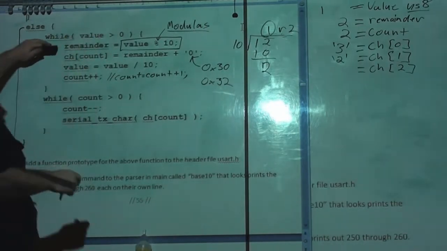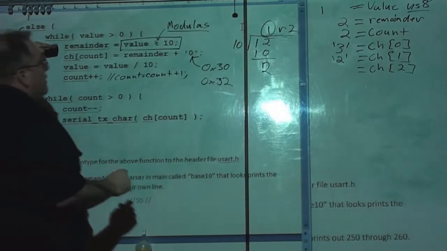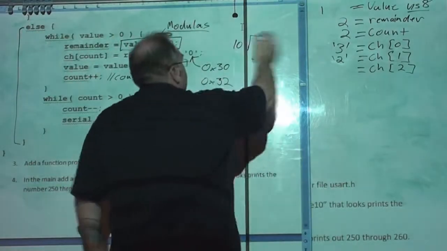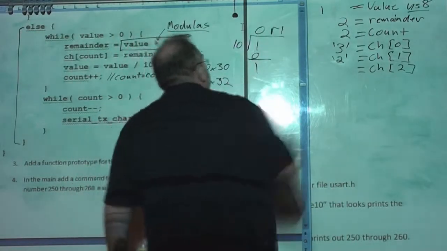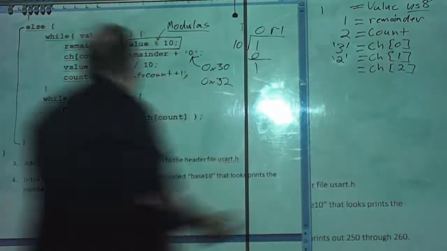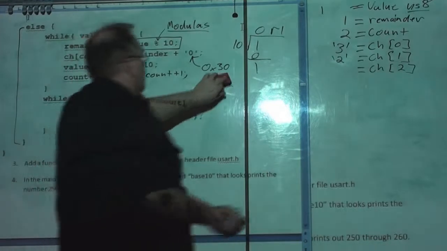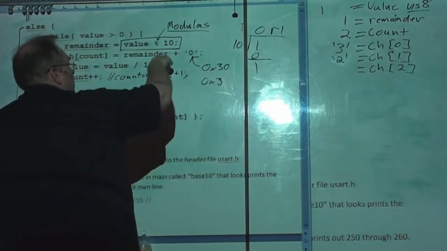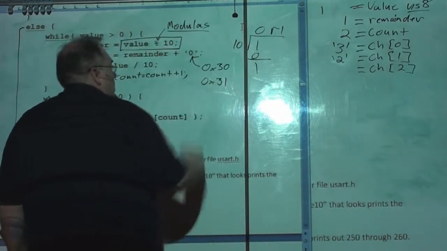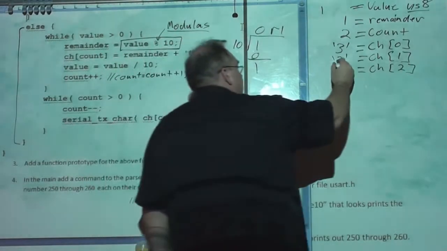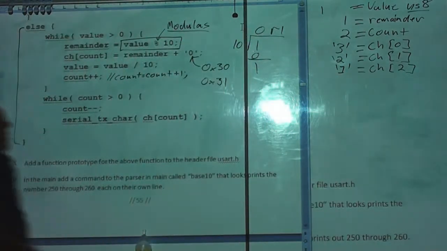And if this statement is true, we go into the loop, and we do the modulus operator. So we need to do 1 divided by 10. 1 divided by 10 is 0, the remainder of 1. So the remainder is now equal to 1. Count is now equal to 2. So ch2 is equal to the remainder plus 0. 0 is 30. Remainder is 1. 30 plus 1 is 31. 31 hex is the ASCII value, the number 1. And that gets stored in ch2.